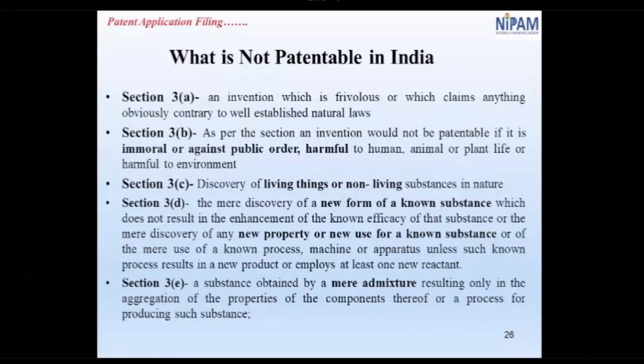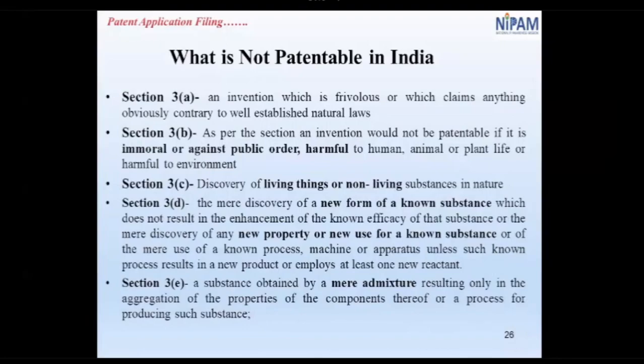Section 3C says discovery of living things or non-living substances already available in nature is not patentable. In most of the patent applications I have examined, some applicants came up with one microorganism, saying, sir, I have a microorganism that can degrade oil, or that has some other useful quality. When we ask where they collected or isolated the microorganism from, they simply say it was isolated from Delhi or from the Yamuna bank. If any microorganism already exists in nature, whether a known strain or an unknown strain, and you have just isolated it, that falls under section 3C. We are not going to give a grant for any microorganism or any living or non-living thing that already exists in nature.